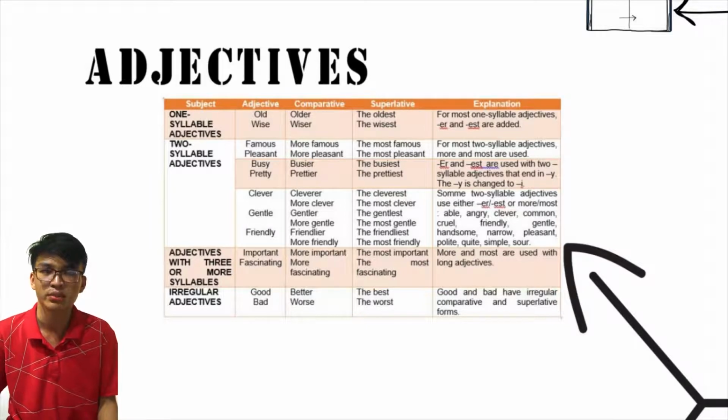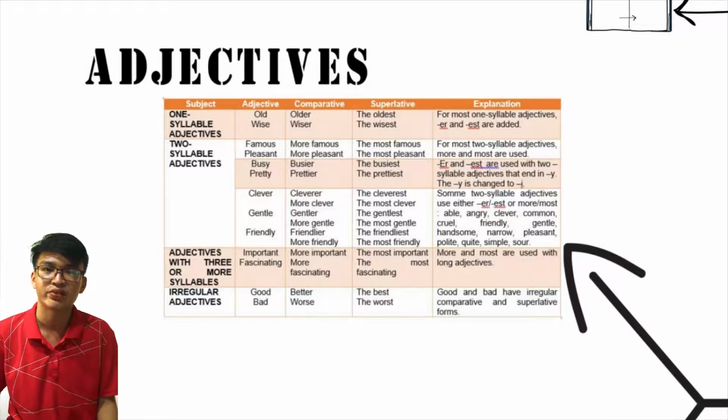For some two-syllable adjectives, use either -er or -est, or more or most. The examples of these adjectives are able, angry, clever, common, cruel, friendly, gentle, handsome, narrow, pleasant, polite, cute, quiet, simple, and sour. We are going to explain about clever, gentle, and friendly.